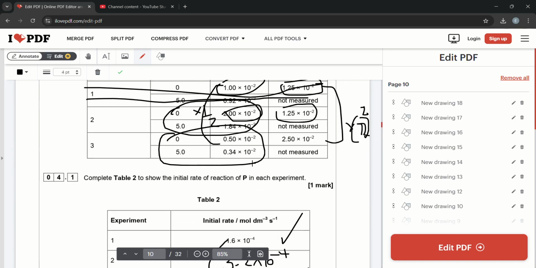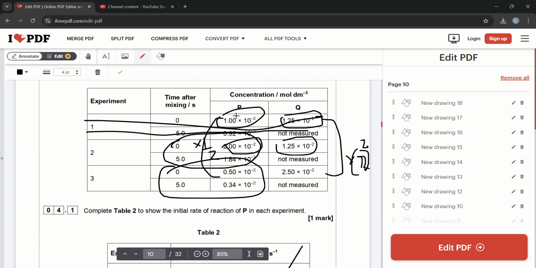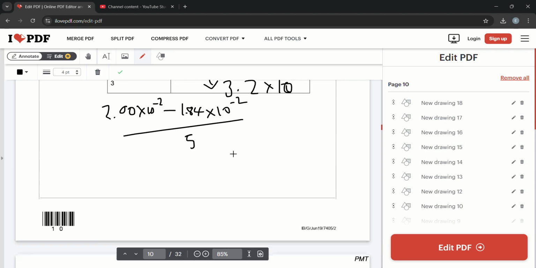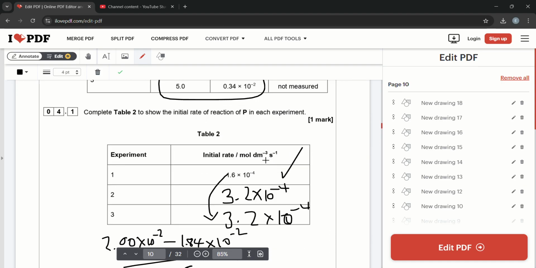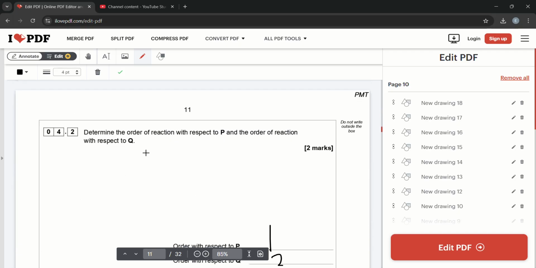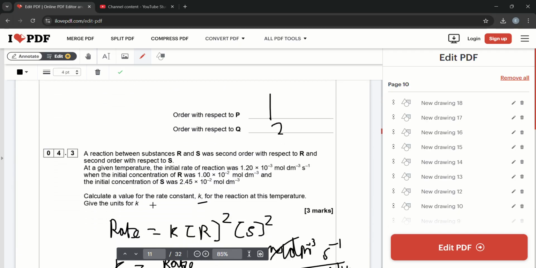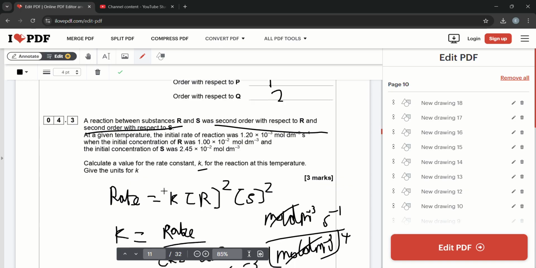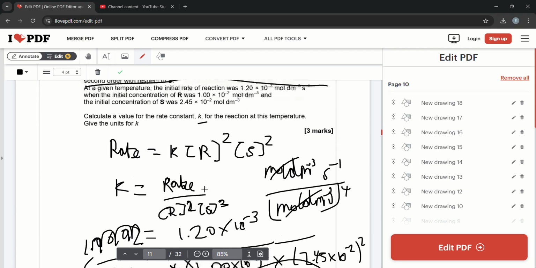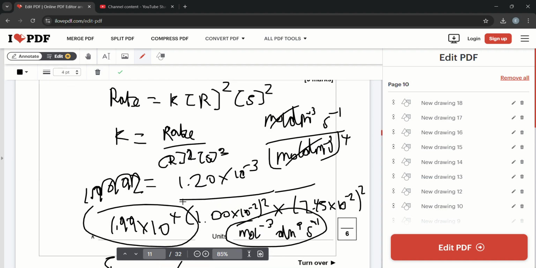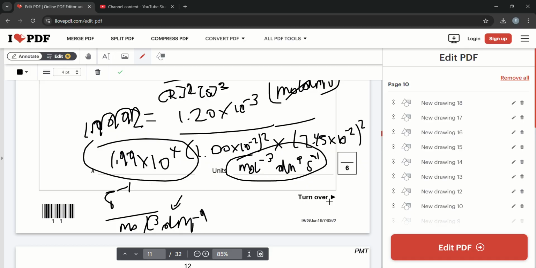So for question 4, this bit, you can find out the change in concentration divided by time. This bit, just look at them and then compare the values, look at when the initial rate doubles, and then you find out P is equal to 1 with respect to P, Q is equal to 2. This one we know was second order with respect to R, second order with respect to S. Rate is equal to K R squared S squared. Rearrange it to get K: K is equal to rate divided by R squared S squared. Substitute the values given in the question, get this, put it in standard form and the units as that, and that is the end of question 4.